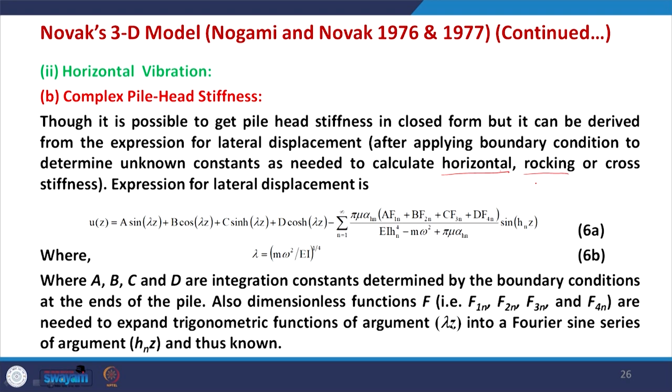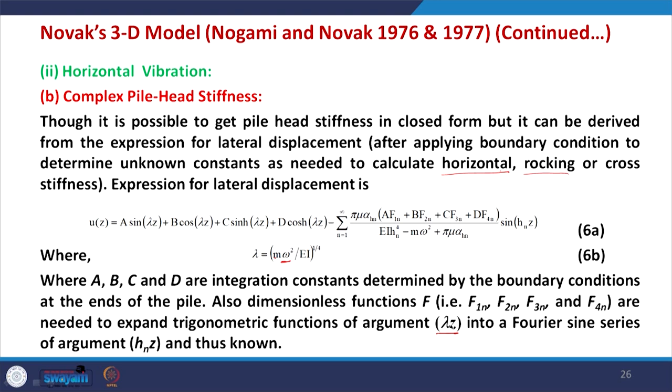The expression for lateral displacements is given by 6a, where lambda is given by 6b. In this equation 6a, a, b, c and d are integration constants, which can be determined by using the boundary conditions. While f1n, f2n, f3n, f4n are dimensionless functions, and these functions have the argument lambda z, where lambda is basically representing your frequency. As omega varies, lambda will vary, and this is expanded into a Fourier sine series of argument h and z, and thus known.